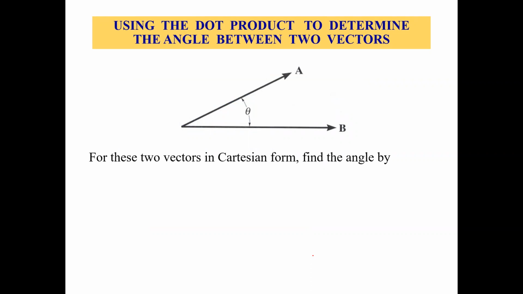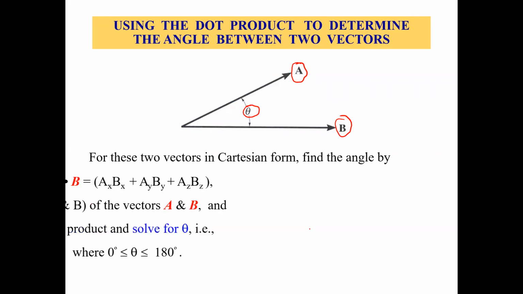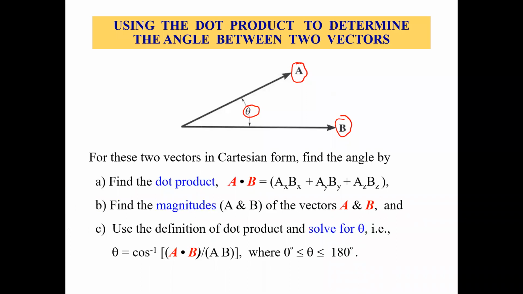Okay. So again, we have these two vectors, vector A and vector B, with this angle theta between them, right? So for these two vectors in Cartesian form, how do we find the angle? We have these two vectors, so we can find the dot product of these two vectors, right? So we can do this dot product A dot B, which is AX times BX plus AY times BY plus AZ times BZ, right? So we'll get a scalar, a number.